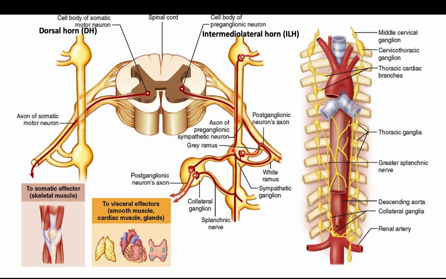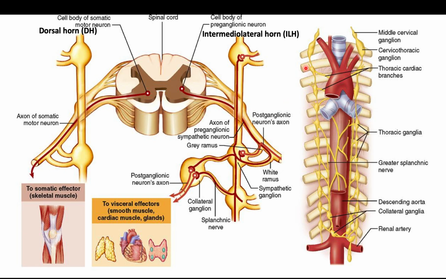So in the autonomic nervous system, compared to the somatic nervous system, the autonomic nervous system consists of the ganglia, and they have two efferent neurons, which are the first order neuron or preganglionic neuron, and the second order neuron or the postganglionic neuron.